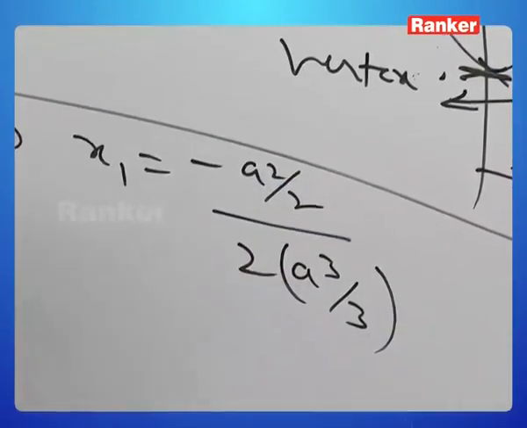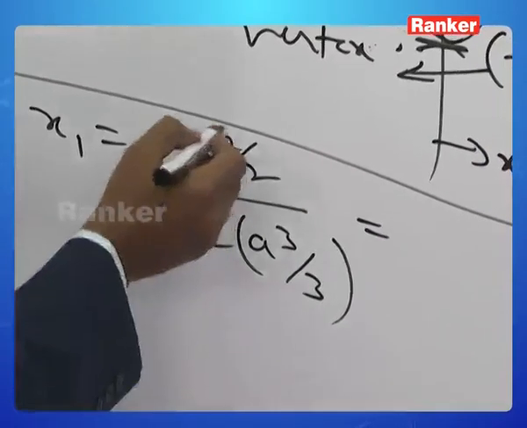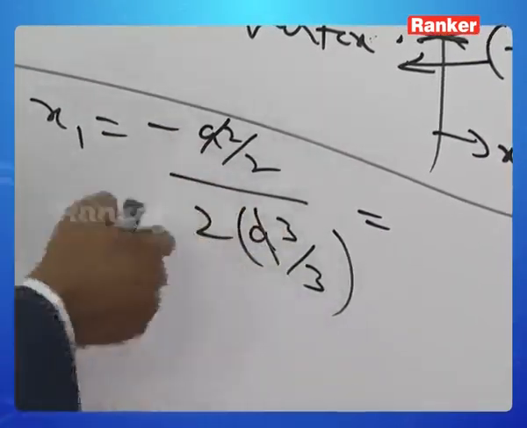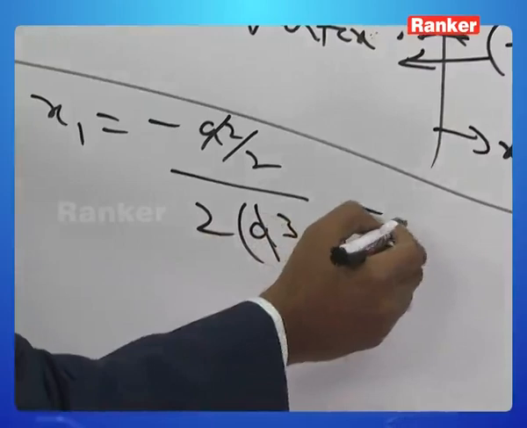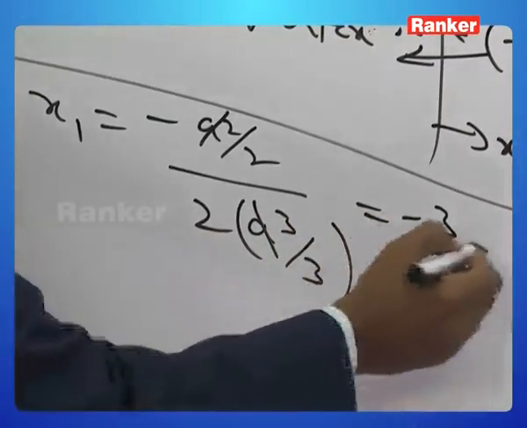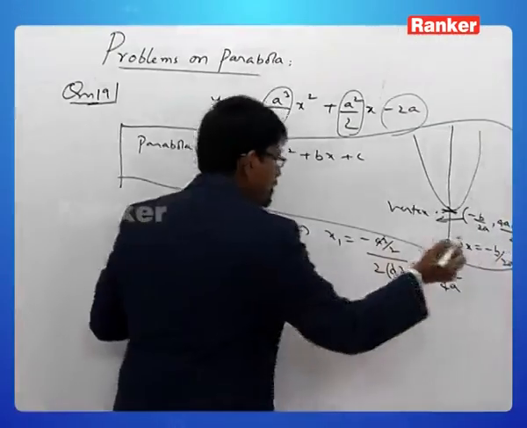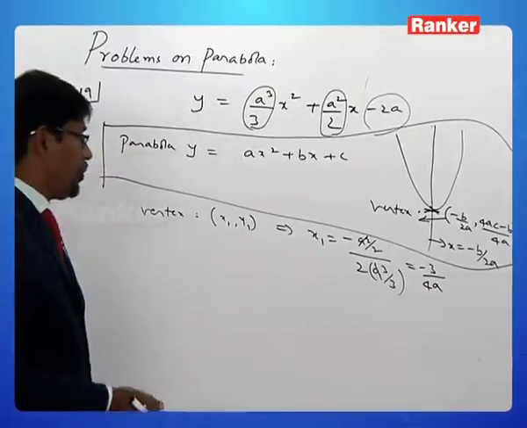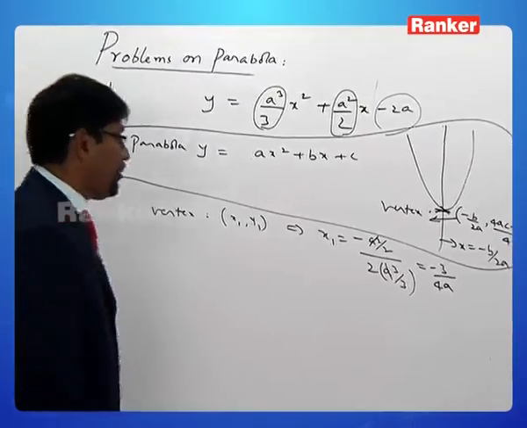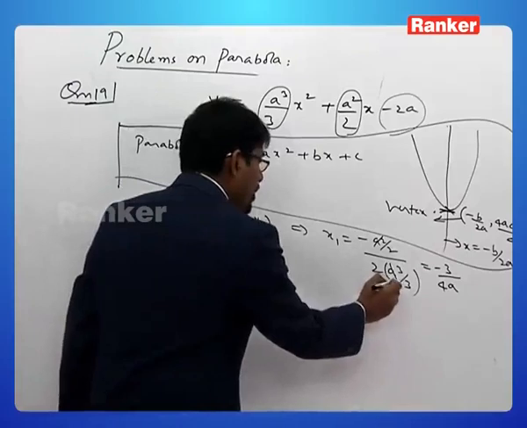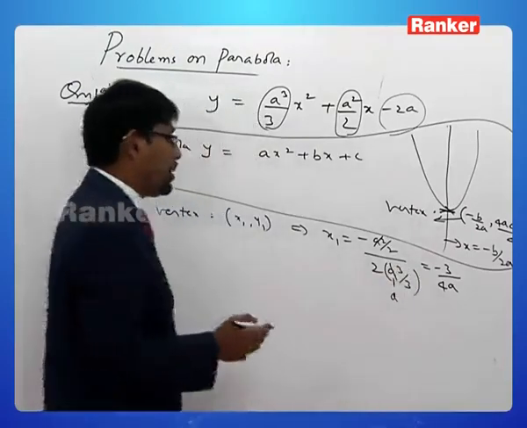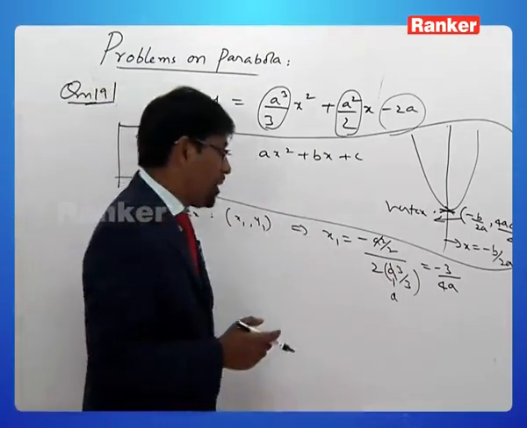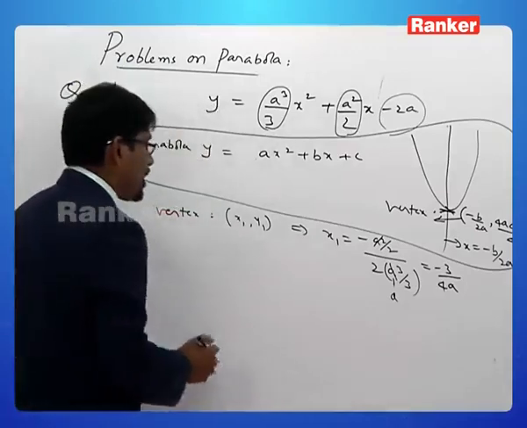So what do we have now? One a square will cancel and you will be left with a here, and what do we have? Minus 3 by 4a. Clearly we are left with a here, and this 3 goes up and you will have minus 3 by 4a. So that is the x1.